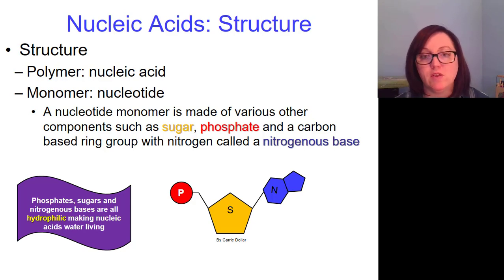Of course, it has a carbon skeleton to it, but as a part of that carbon skeleton, we have a sugar, and attached to that is a phosphate group, and also attached to that sugar is a nitrogenous base, which is just a carbon skeleton base with lots of nitrogen in it. In the picture down at the bottom, we see a cartoony version of a nucleotide structure, with the three main parts shown in red, yellow, and blue: the phosphate group, the sugar, and the nitrogenous base.